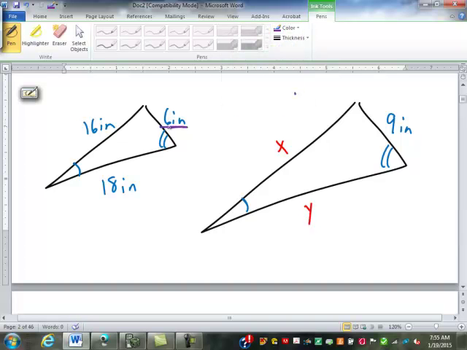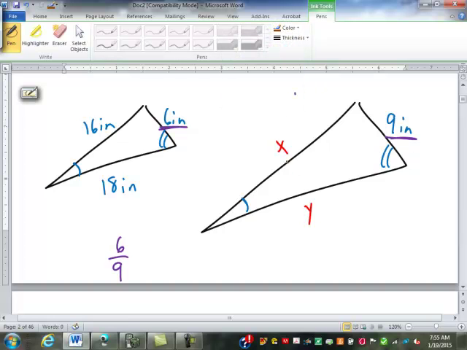We know that the side that's 6 inches long, when we went through the enlargement, became 9 inches long. So we have a relationship there. So that's a ratio, 6 to 9. Now we could reduce that ratio if we wanted to, to 2 to 3, but we don't have to.